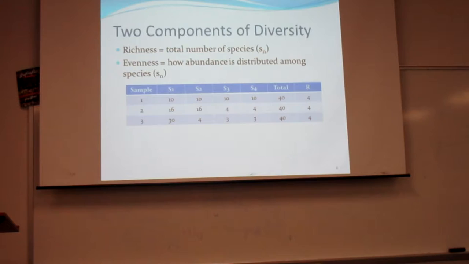So in the first sample, our distribution is even across all four. And then at the very bottom, sample three, there are 30 individuals of species one, but only three or four individuals of two, three, and four. Even though it's the same richness, the distribution is completely different, right? So it might tell you something about the health of that system, that we have one dominant species here, and that's a very vital piece that we need to be able to analyze.